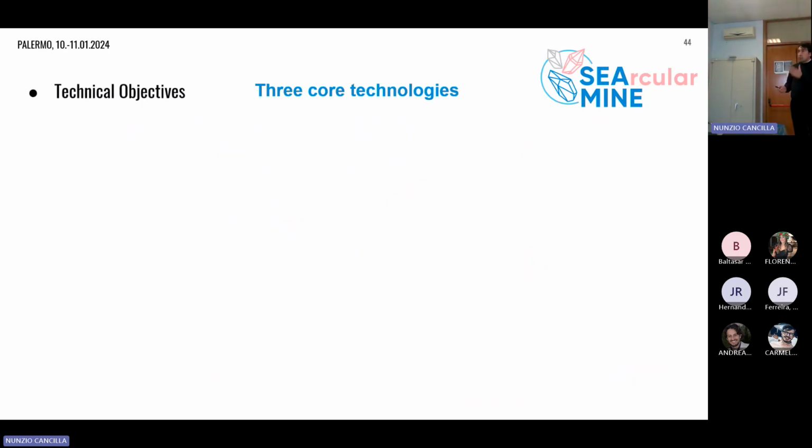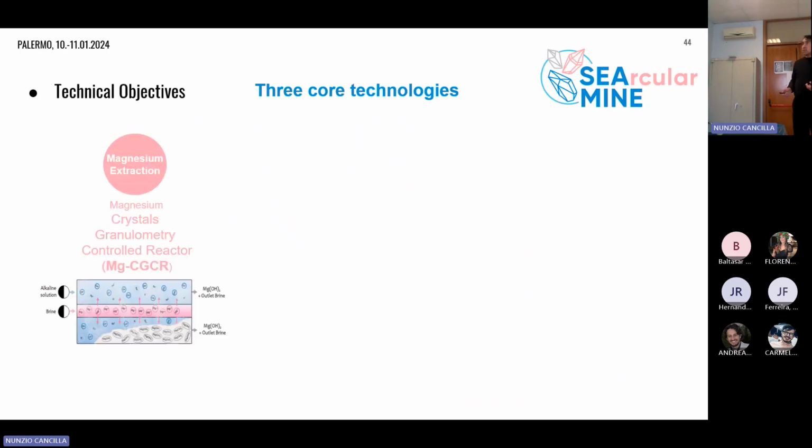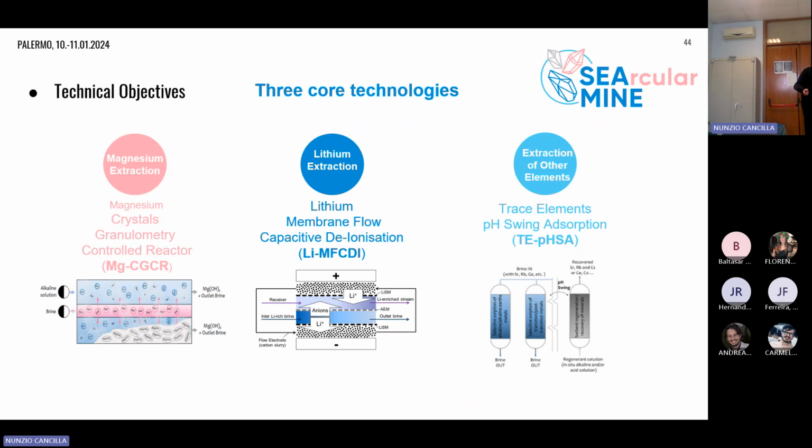Let's see. So there are these three main technologies. I'm not spending any words, Andrea, because for sure during the tour there will be time to present the different technologies. So the magnesium crystal granulometry controlled reactor, the lithium membrane flow capacitive ionization, and the trace elements pH swing adsorption. So these are very specific technologies that in turn, of course, target the recovery of magnesium, lithium, and trace elements such as strontium, rubidium, cesium, cobalt, germanium, and so on.